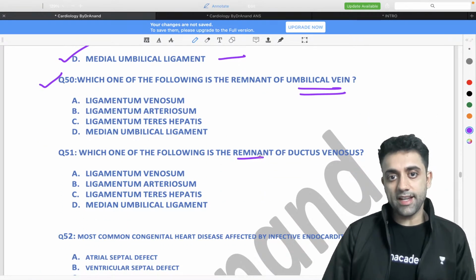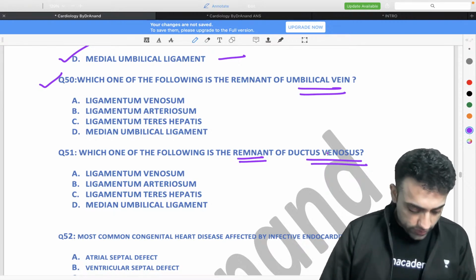Which of the following is the remnant of ductus venosus? So Sandhu, now what will you answer?